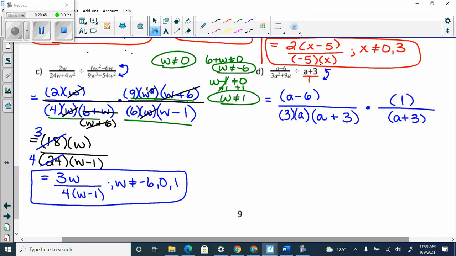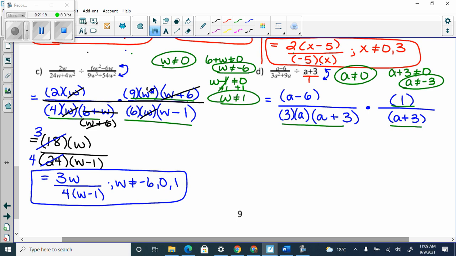So I go to state non-permissible values next. Because it was a division, I state non-permissible values for these denominators and this numerator because it was a denominator. However, it's a 1, so it's not going to give me any anyway. Does the 3 give me an NPV? No. A can't equal 0. That's one of them. A plus 3 can equal 0, so A can't equal negative 3, because I can move it over. The 1 doesn't do anything. A plus 3 I've already stated, so I don't have to state it twice.